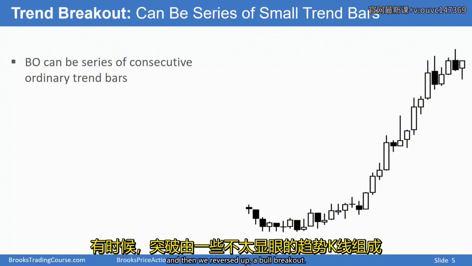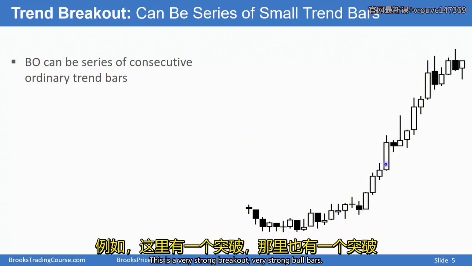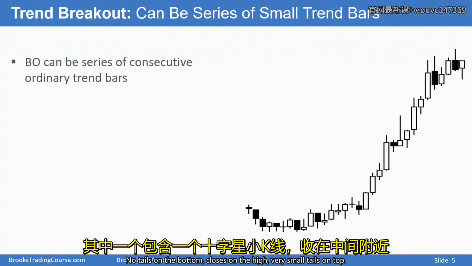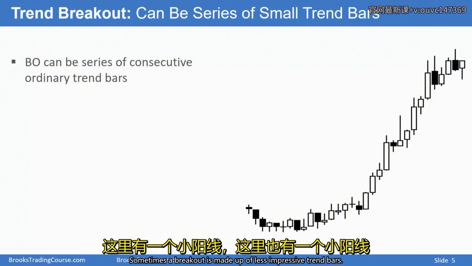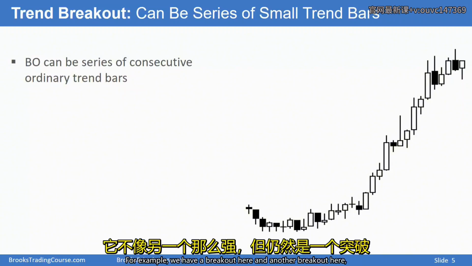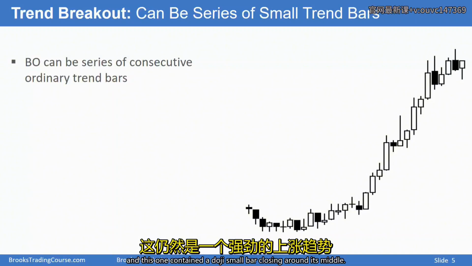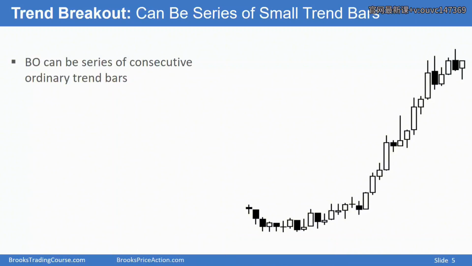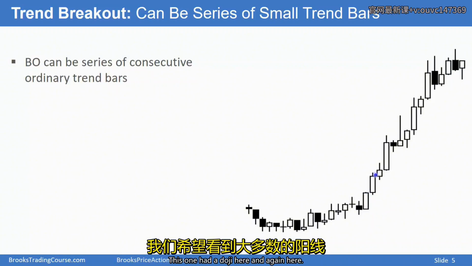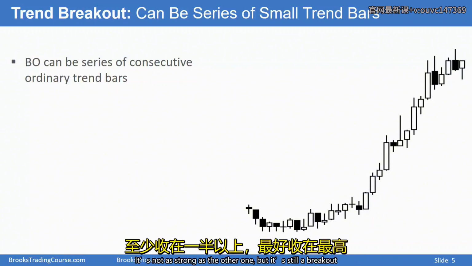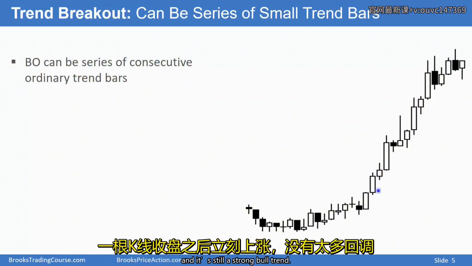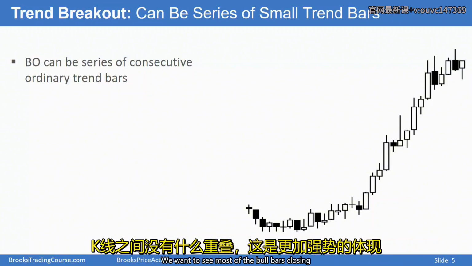Sometimes a breakout is made up of less impressive trend bars. For example, we have a breakout here and another breakout here. And this one contained a doji, small bar, closing around its middle. And this one had a doji here and again here. It's not as strong as the other one, but it's still a breakout and it's still a strong bull trend. You want to see most of the bull bars closing at least above their midpoints, preferably at their highs. And it's stronger yet if there's very little pullback below the close of the prior bar, very little overlap.